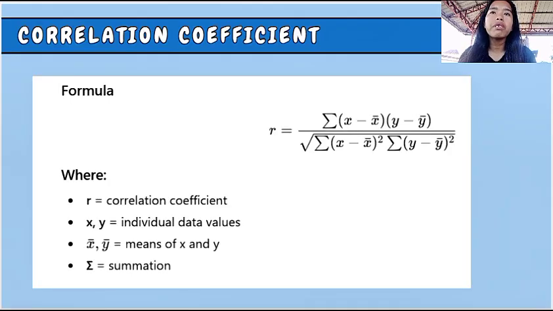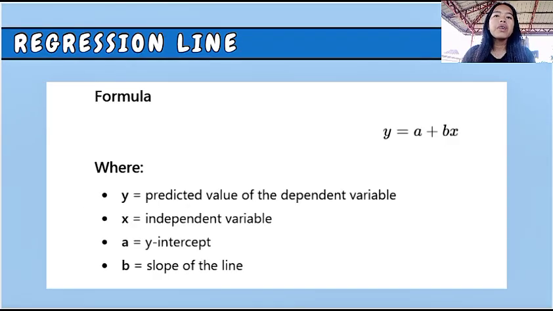The correlation coefficient measures the strength and direction of the relationship between two variables. Its value ranges from -1 to +1. Values close to +1 indicate strong positive correlation, while values close to -1 indicate strong negative correlation. The regression equation y equals a plus bx is used to predict the value of one variable based on another. In this formula, b is the slope and a is the intercept. Regression analysis is widely used for prediction and trend analysis.